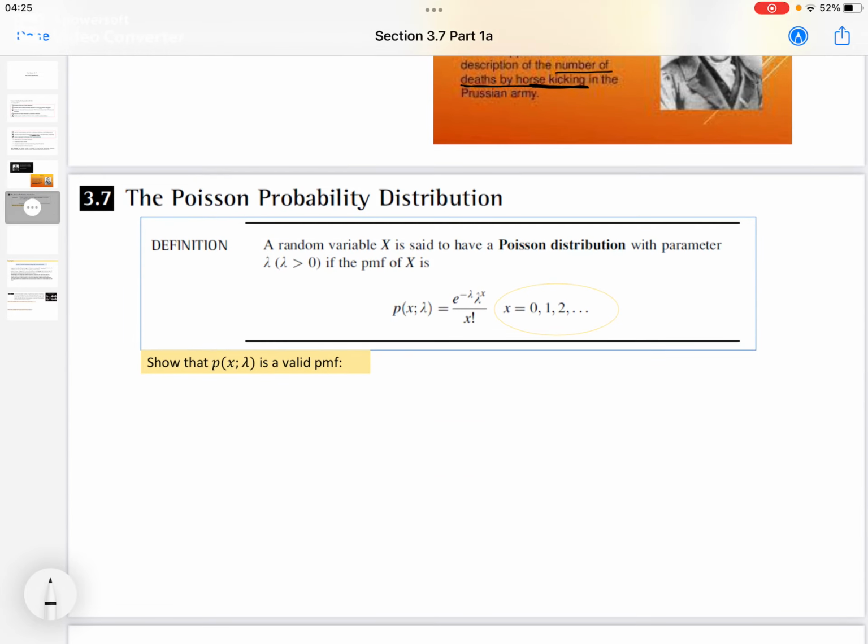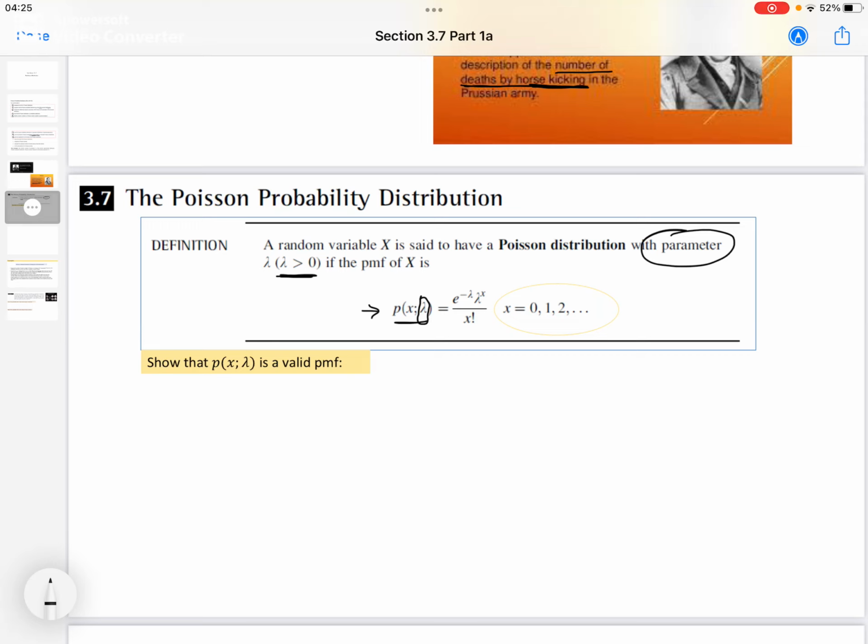Right, so he described the Poisson probability distribution as follows. The definition says a random variable x is said to have a Poisson distribution with parameter lambda, where lambda must be positive, so lambda must be greater than 0, if the PMF of the random variable x is given as that expression there. So the PMF p_x with parameter lambda, so lambda is a parameter, we need this value to calculate probabilities, all right?